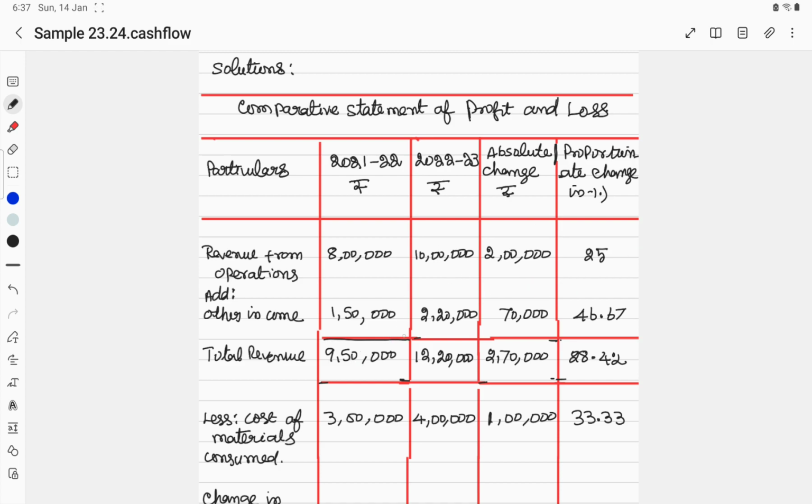Other income 1,50,000, here 2,20,000, absolute change 70,000, 46.7%. Total revenue 9,50,000, 12,20,000, 2,70,000, here 28.42%.